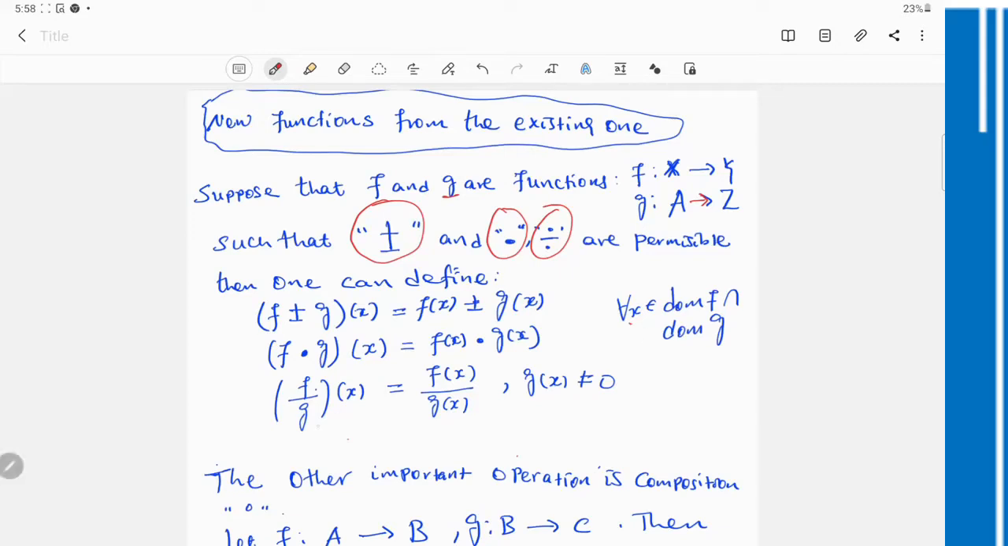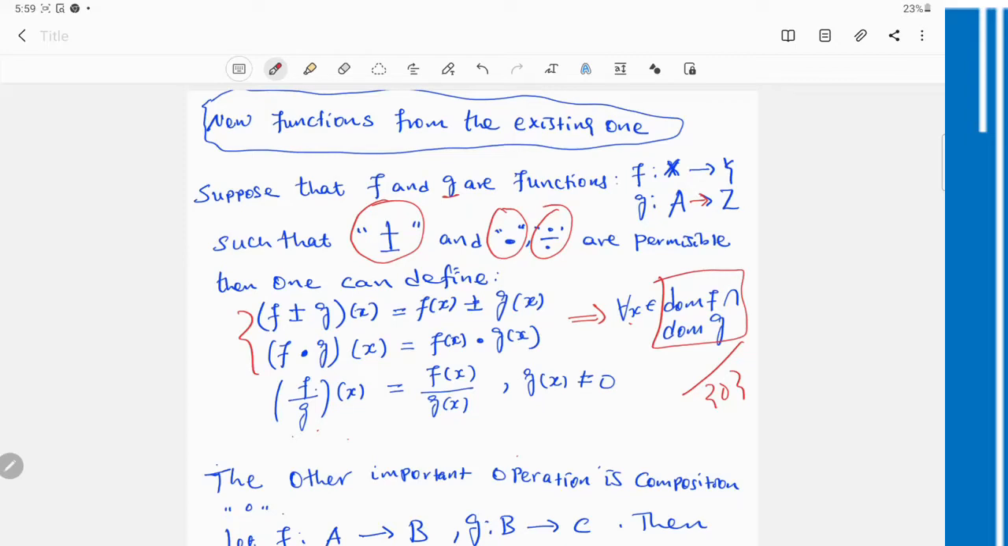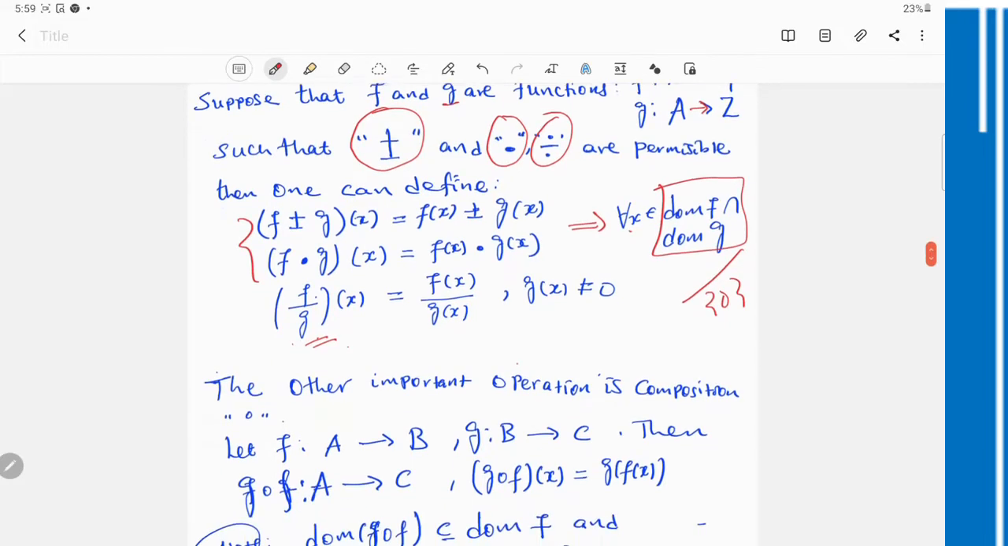For both f plus g and f minus g, we use the domain of f intersection domain of g. F times g has the same domain: domain of f intersection domain of g. But for f over g, the domain is domain of f intersection domain of g without the zeros of g. So it excludes 0 for this one only, but the rest is the same. So we can get the new function like this.